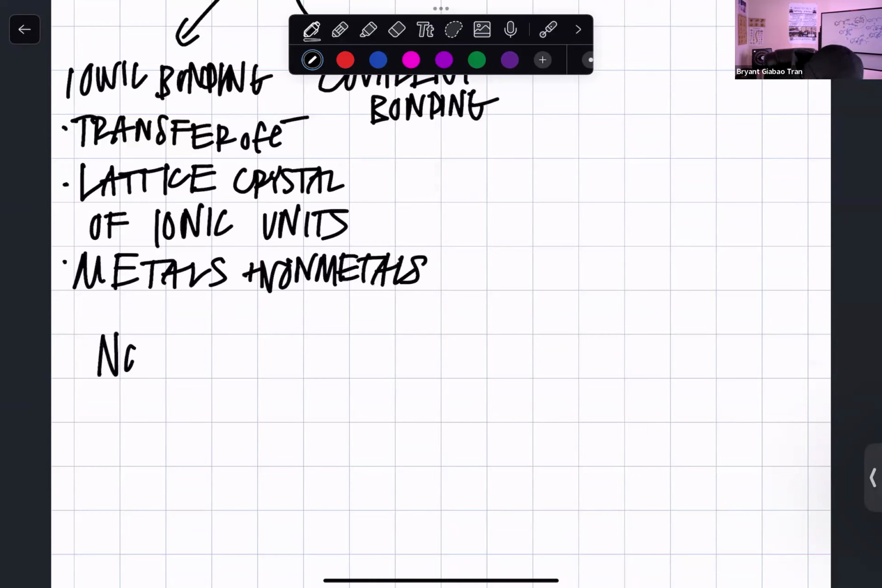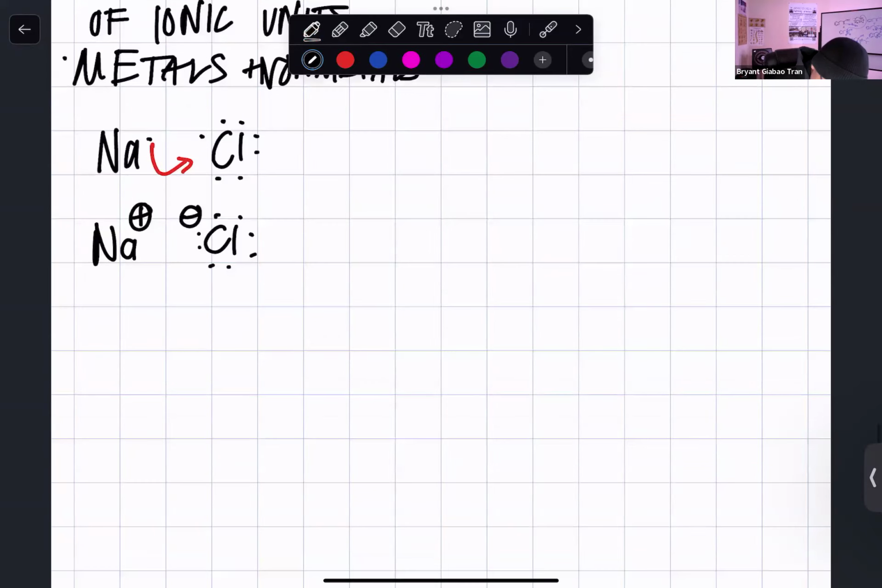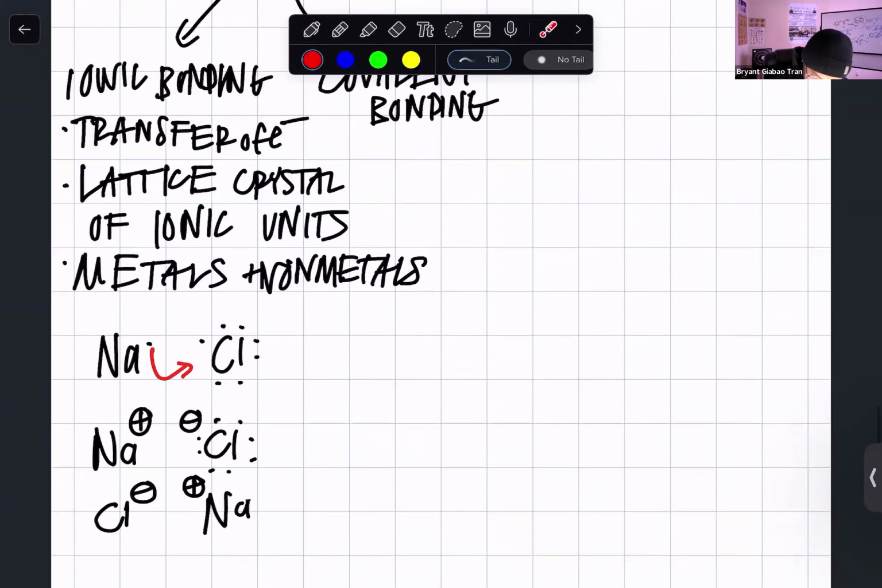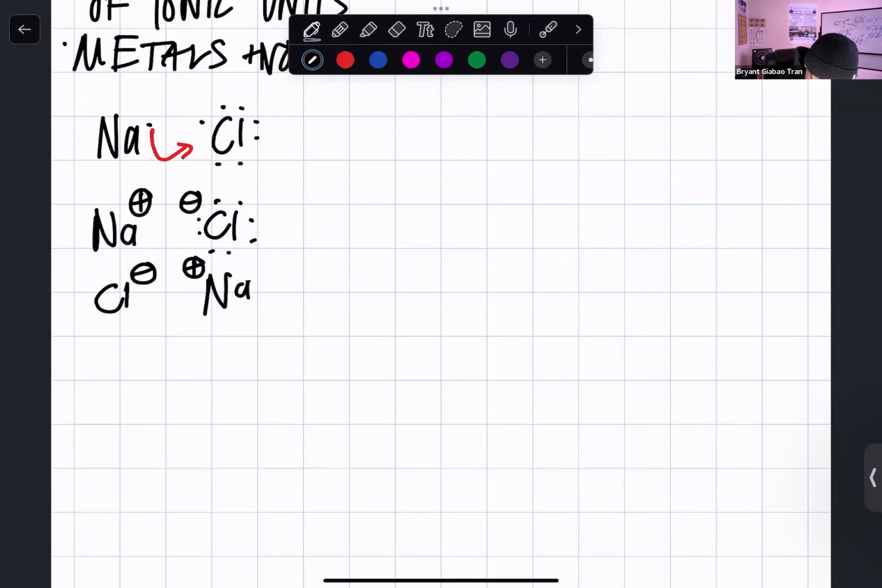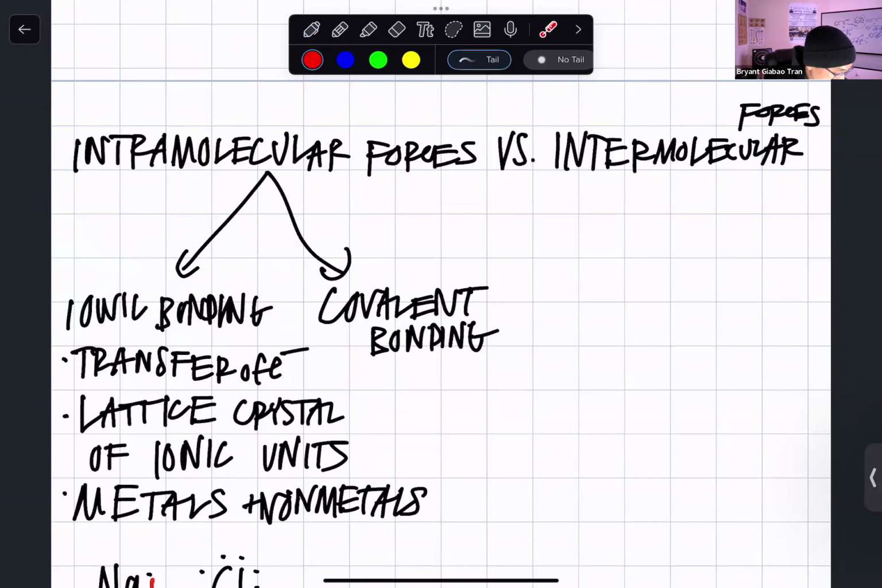So an example of this would be NaCl, where Na has 1 valence electron and Cl has 7 valence electrons. This Na here can donate its 1 whole electron to chlorine to fulfill the octet rule, giving a full positive charge on sodium and a full negative charge on chlorine, right? And this is going to form a lattice crystal like that, right? And we call this table salt. But if we were to put this into an aqueous solution with water, this lattice crystal is going to break. And I will explain why after we go over the intermolecular forces, right?